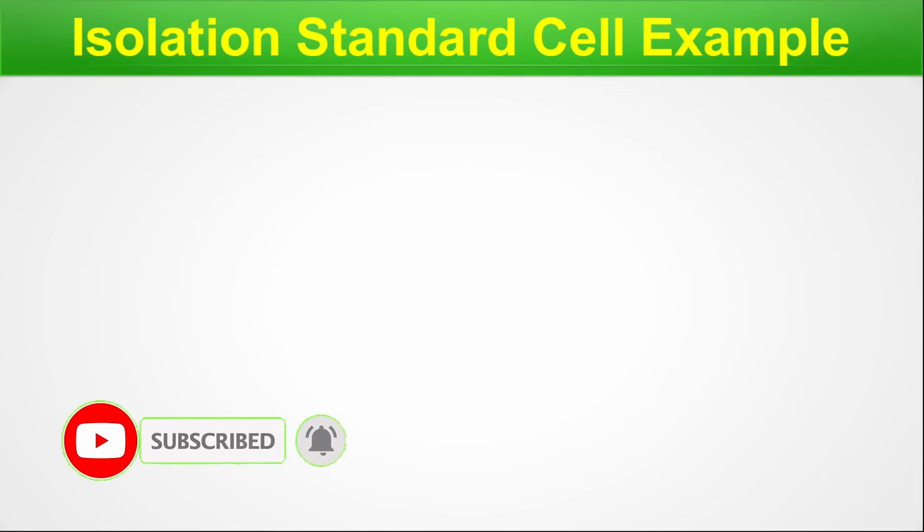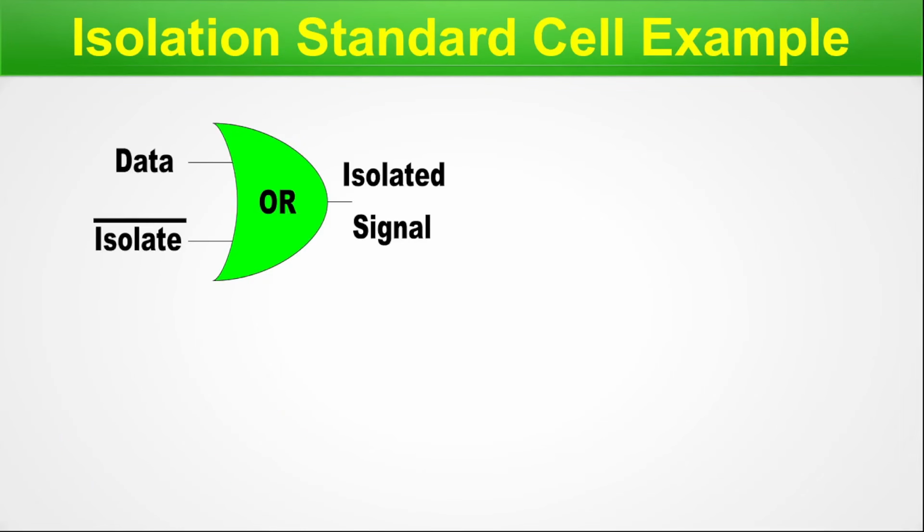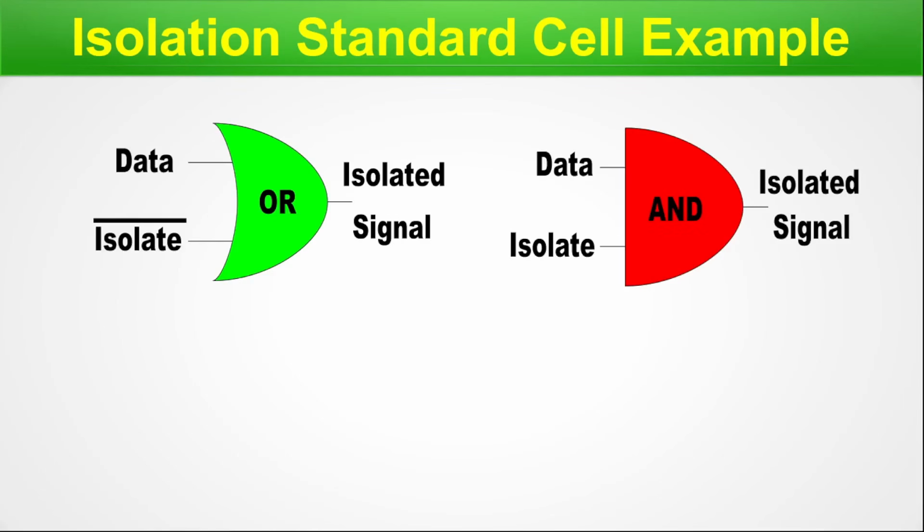Isolation standard cell example. This one represents the OR type isolation cell, which comes under the StdCell package. And this represents the AND type isolation cell that comes under the StdCell package. The first one you may see with a name like this, ISO-LORX. Here ISO, or ISOL, represents the isolation cell, and OR means it is an OR type, and X1 is the drive strength.